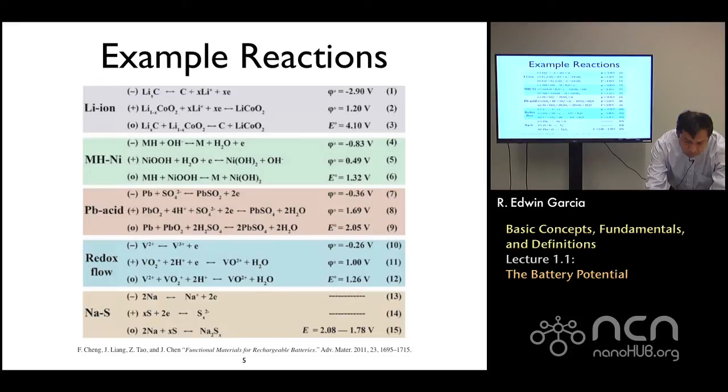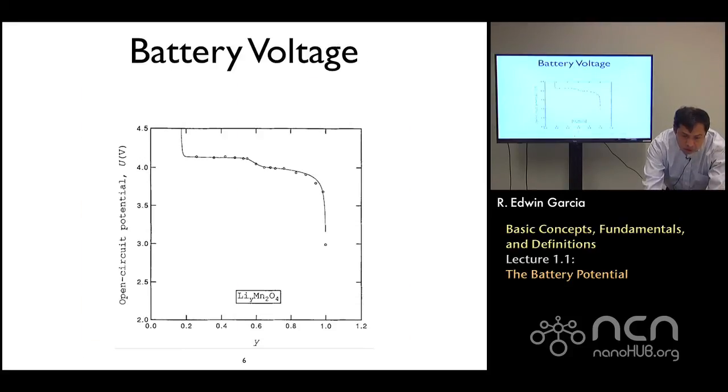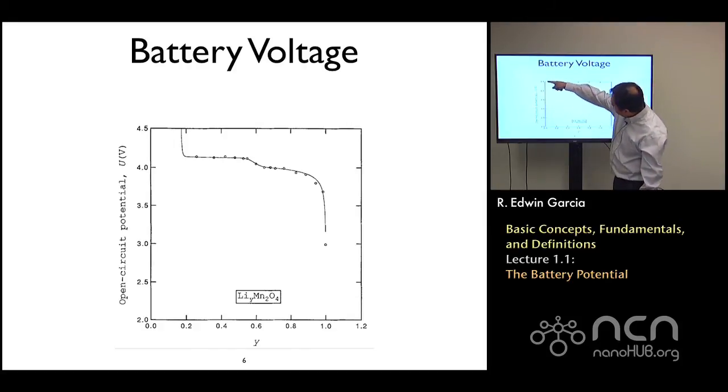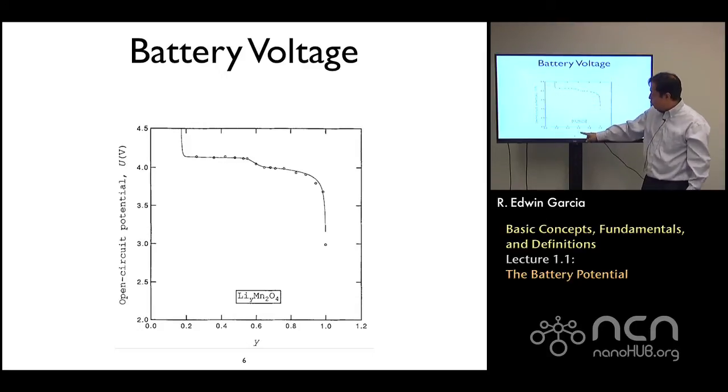Okay, now, how do we determine the battery voltage overall? The battery voltage is really not just one number, it's actually a function of the local state of charge of the system. Here you have the voltage for the lithium manganese oxide system as a function of how much lithium we have put in it.